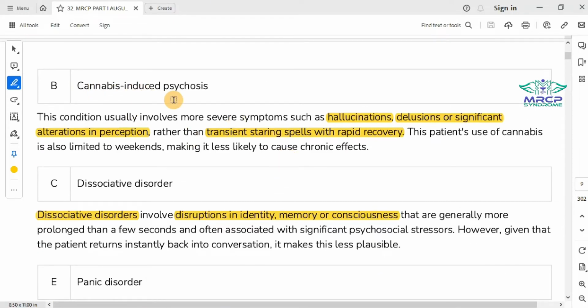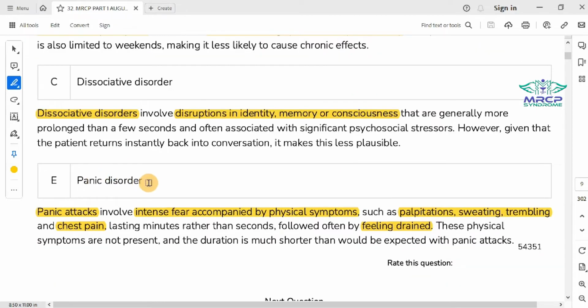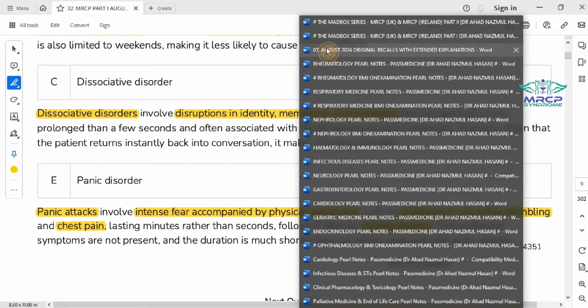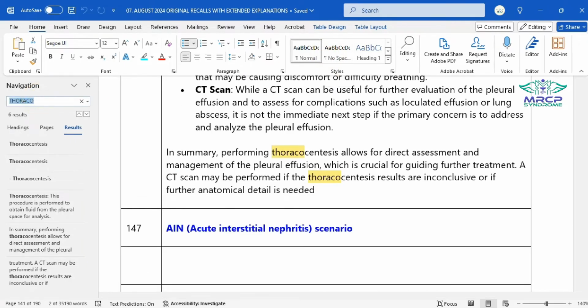So in case of cannabis-induced psychosis, there should be features of hallucination, delusion, or significant alteration in the perception. And dissociative disorder will involve the disruption in identity, memory, or consciousness. And panic disorder is always associated with the physical symptoms. And in the original scenario, it was a little bit complicated. Complex partial seizure.